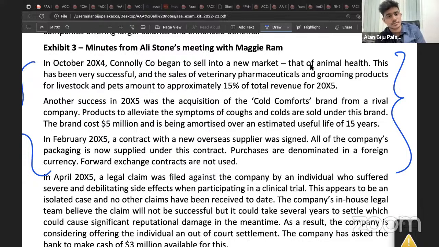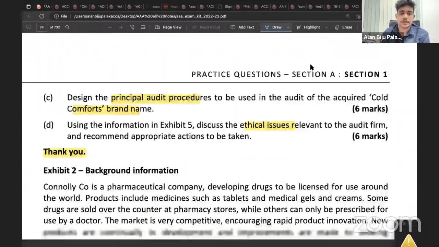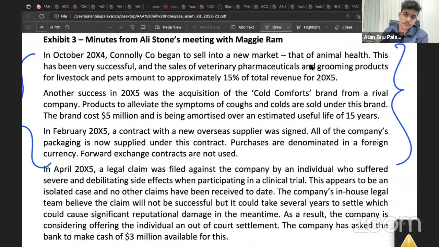If the acquired brand name's reputation is affected, automatically it affects their reputation. Exactly. As they have already mentioned, the Connolly company is acquiring another company's brand name called Cold Comfort. So if the Cold Comfort brand has done something wrong in the market, it might also affect the business of Connolly company. They might not be able to recover the expected return from their investment if the brand name is affected, and it will also create reputational damage for the existing operations of Connolly company.